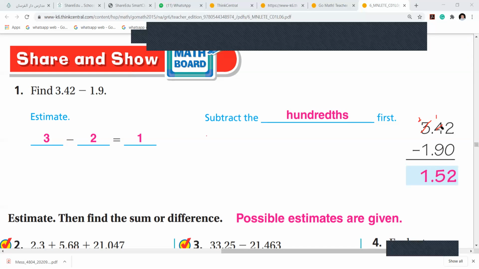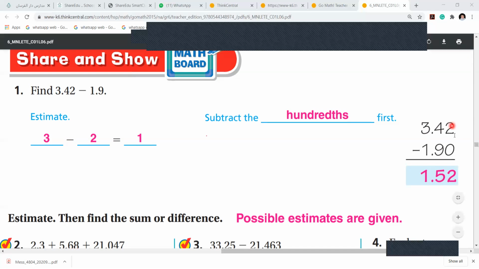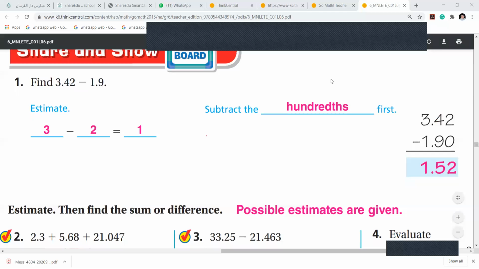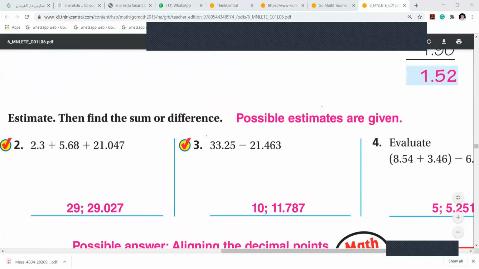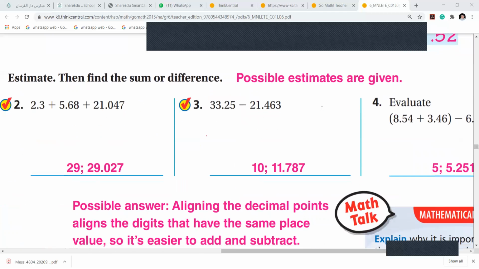And first, what are you going to subtract, girls? The hundredths or the tenths? This is hundredths and this is tenths. And of course, before the point is ones. Now, how are you going to do this? See here, girls.